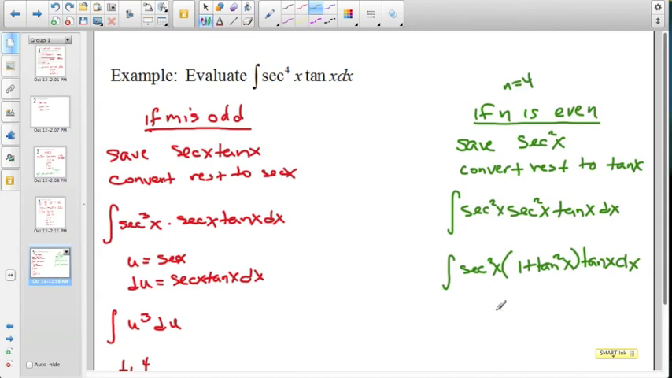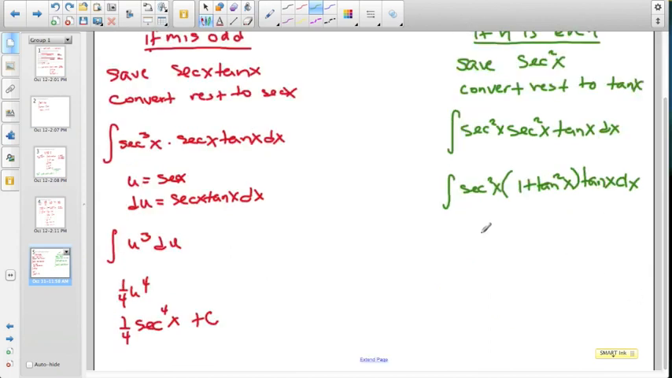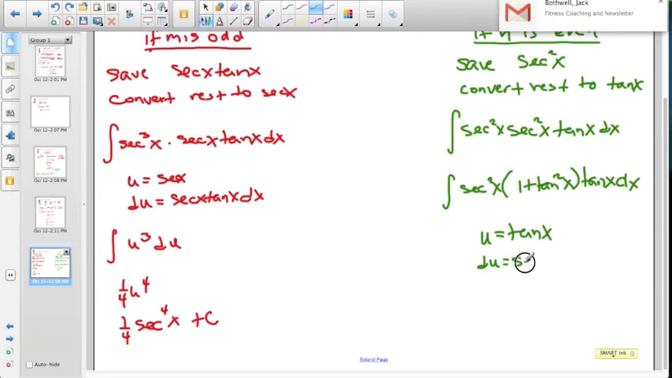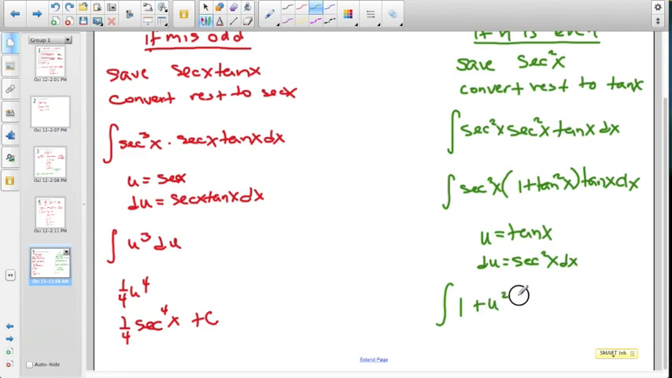Okay, and now we're going to go ahead and do our u sub. So we're going to let u equal tan x, and when we take the derivative of u, we're going to get secant squared x dx. So we can sub out our secant squared x dx. So we're looking at 1 plus u squared times u du.